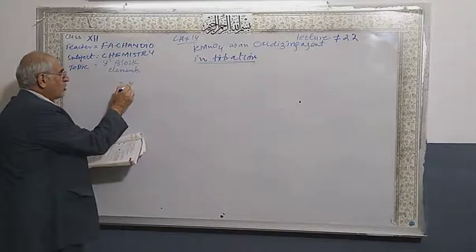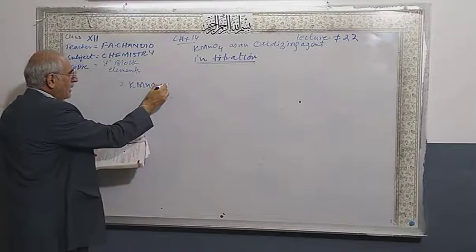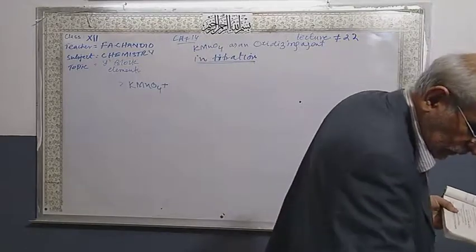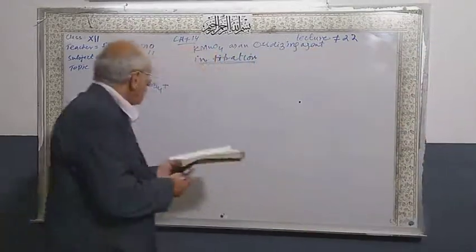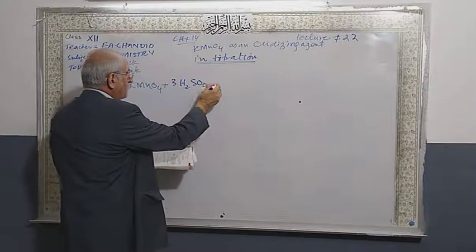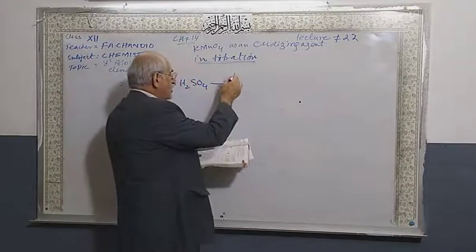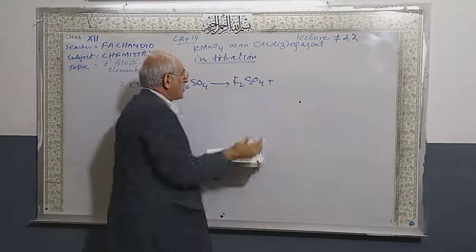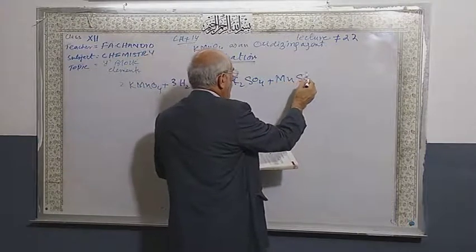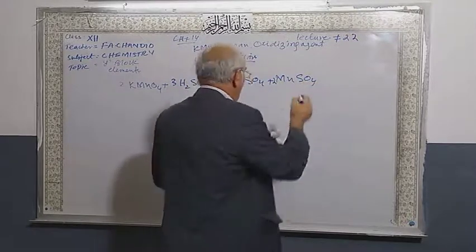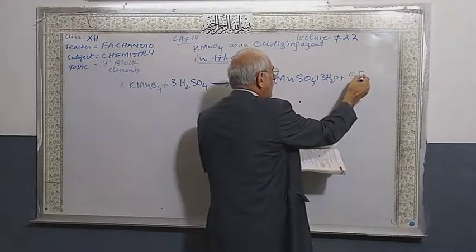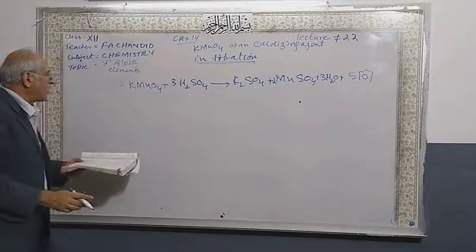Same equation: 2 moles of potassium permanganate, and plus 3 moles of dilute sulfuric acid to give potassium sulfate, the same equation which we wrote before, and also manganese sulfate, plus 3 water molecules and 5 nascent oxygen. This is the previous equation, 100% the same.